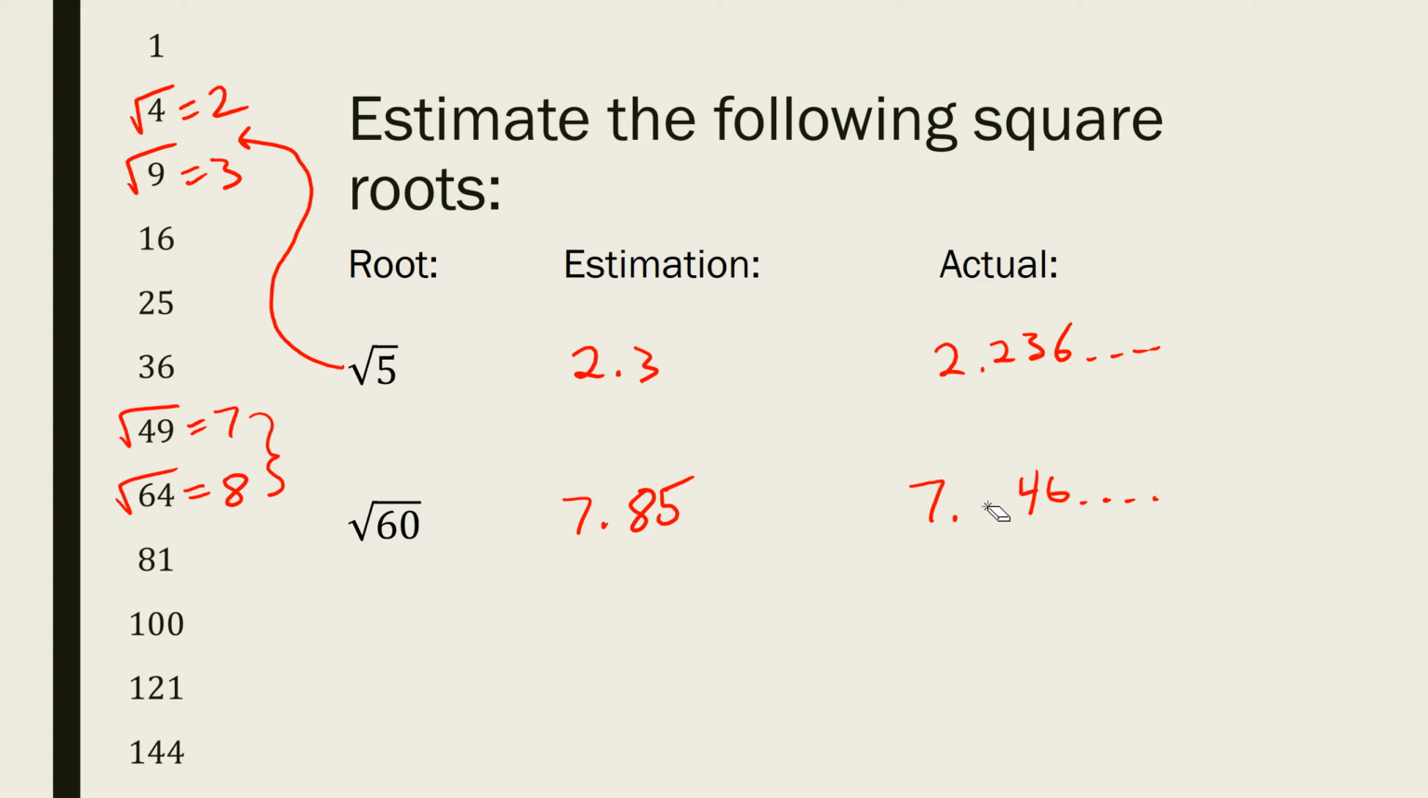Oh, I messed that up. 7.746. There we go. Okay, so not as close as the last one, but I think I can be forgiven. I'm only a tenth off. Pretty good. Last problem. Square root of 135.